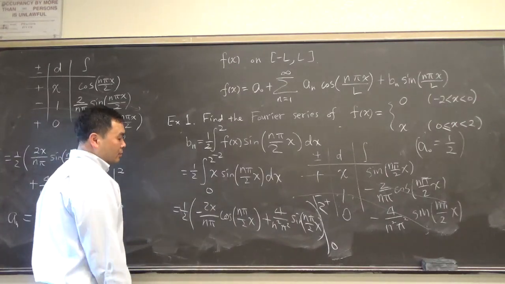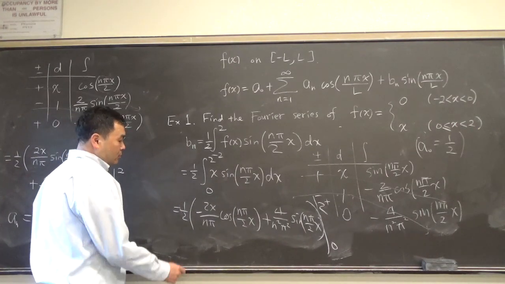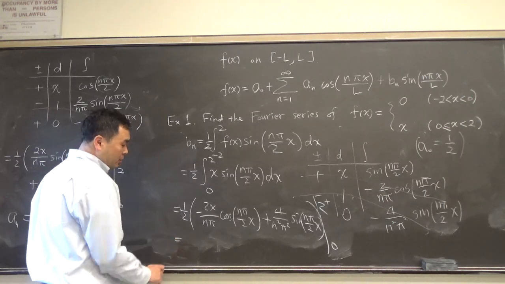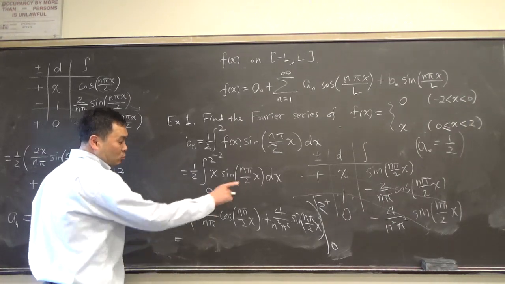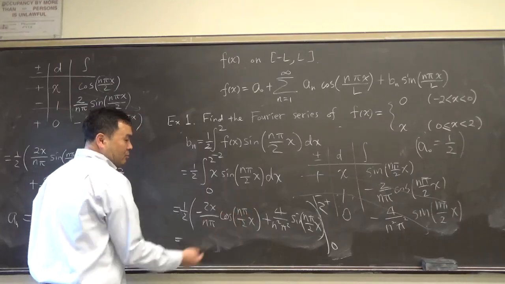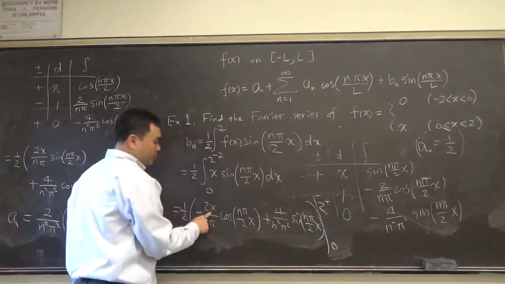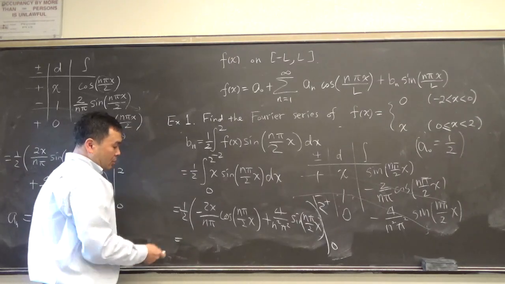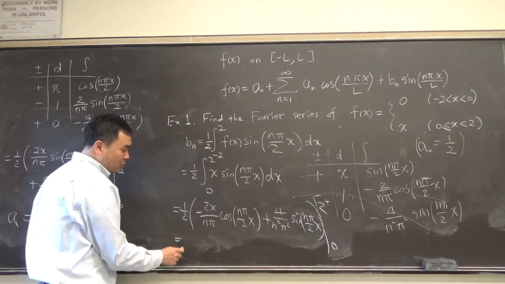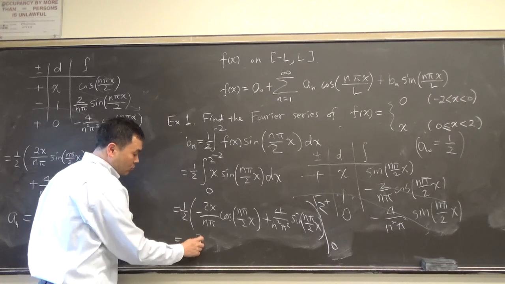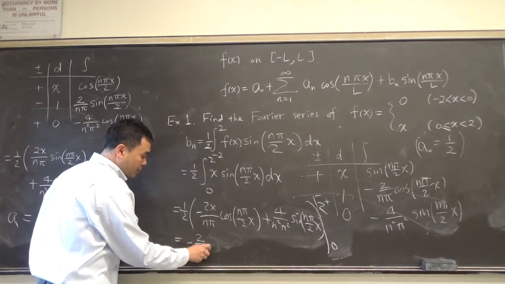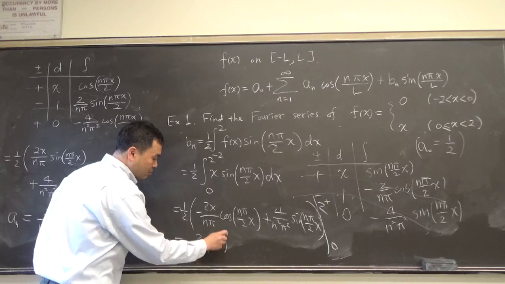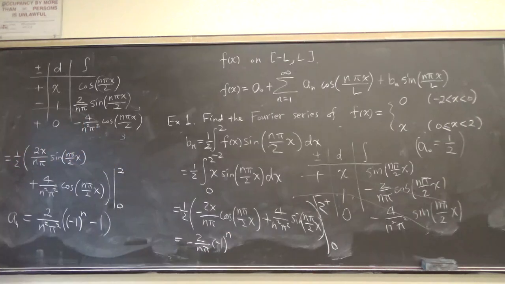Okay. So this time the only non-zero thing is when 2 gets plugged in here. When 0 gets plugged in here, there's a 0 multiplied, so that doesn't create anything at all. And 1/2 and 2 cancel. So you end up with negative 2 over n pi, negative 1 to the nth power, as the value of Bn.